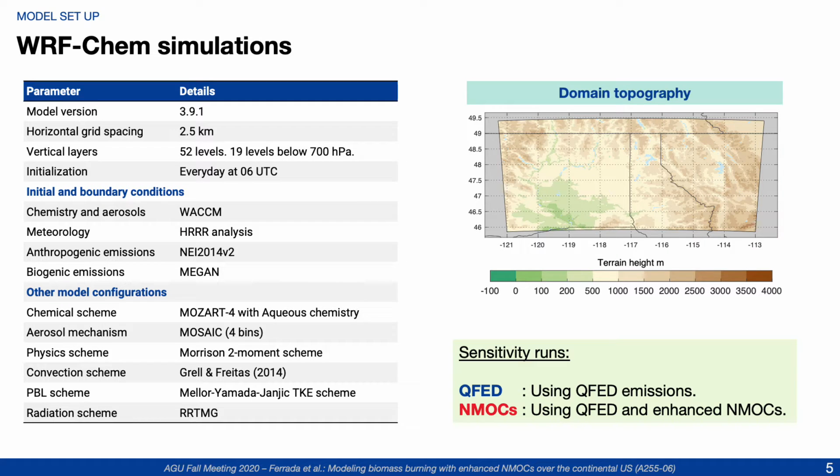We decided to run simulations using WRF-Chem during a period overlapping with the FIREX-AQ campaign. We ran two simulations at 2.5 kilometers resolution, one with the regular QFED emissions, which we named QFED, and the other with the enhanced NMOCs, which we call NMOCs for simplicity. You can see the common model setup in the table.